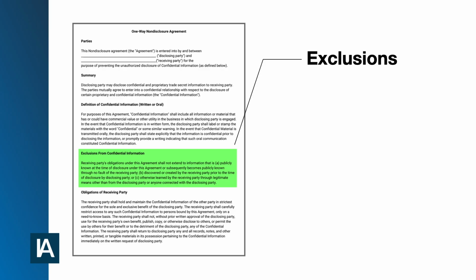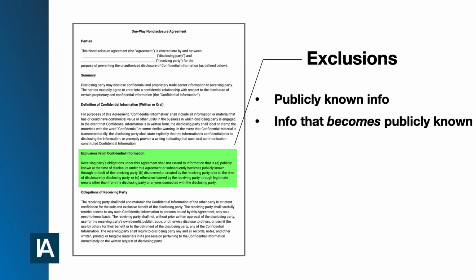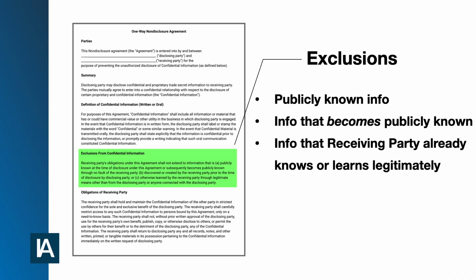The exclusions section makes clear what the receiving party is not responsible for, and that is publicly known information, information that becomes publicly known, or information that the receiving party already knows or comes to know of through legitimate means. So if I tell a company that I have some sort of secret information, but in reality I'm mistaken and this information is already known to the public, then the receiving party is not obligated to keep that information confidential. This section basically protects receiving parties from any disclosing parties who incorrectly believe that their information is proprietary.